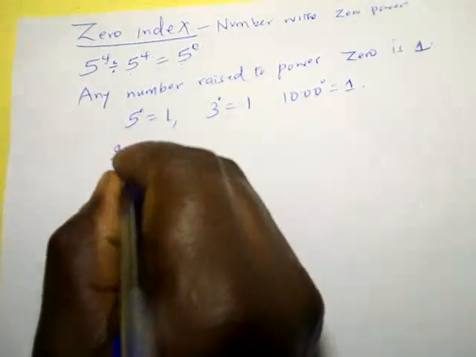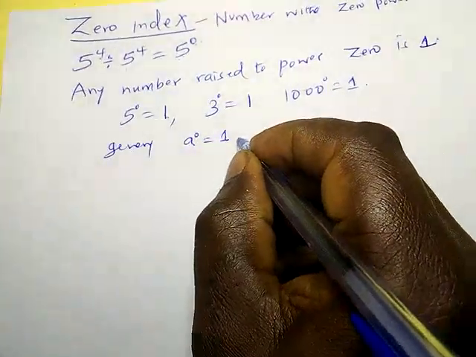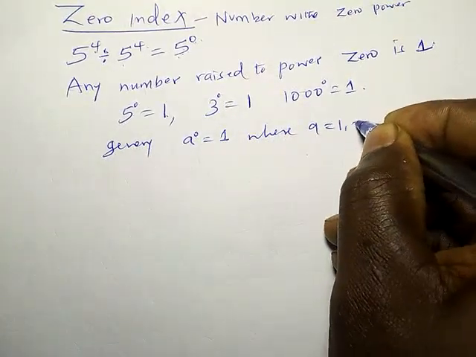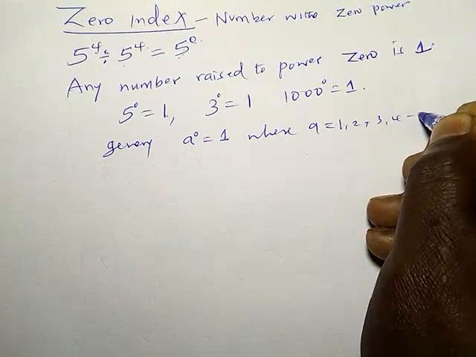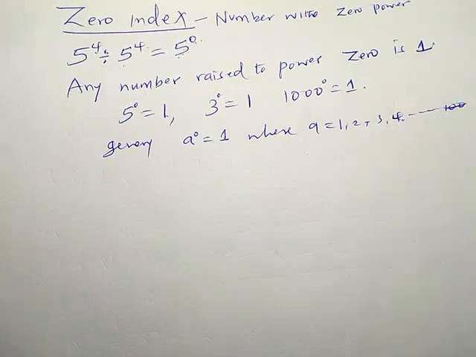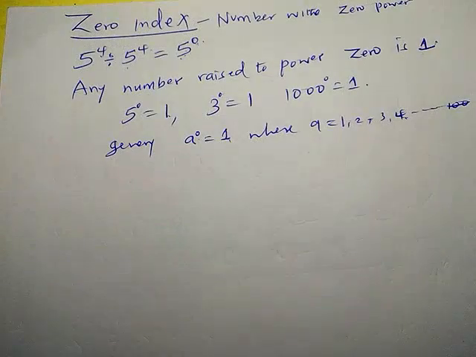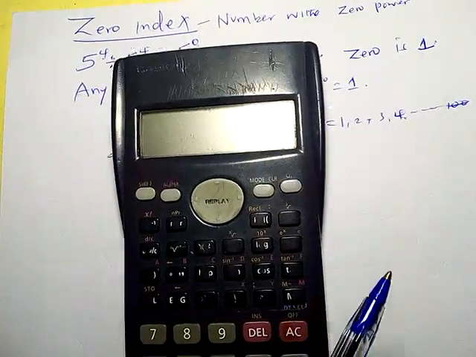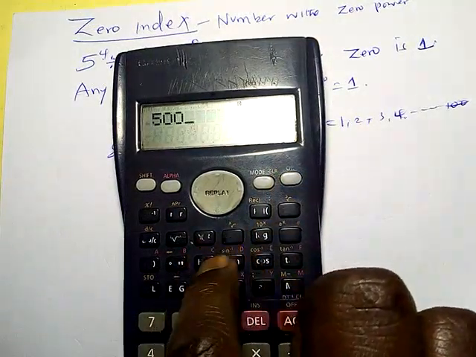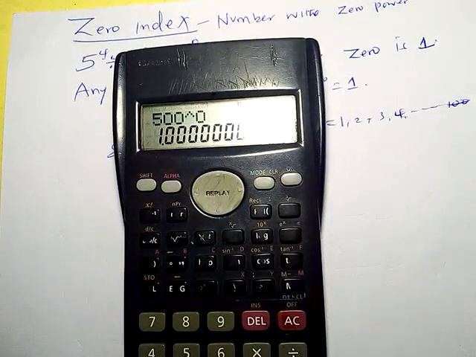So generally, a raised to power 0 is 1, where a can be 1, 2, 3, 4, every number you may think of. You can even try using a calculator and you will find out that 500 raised to 0 is 1.